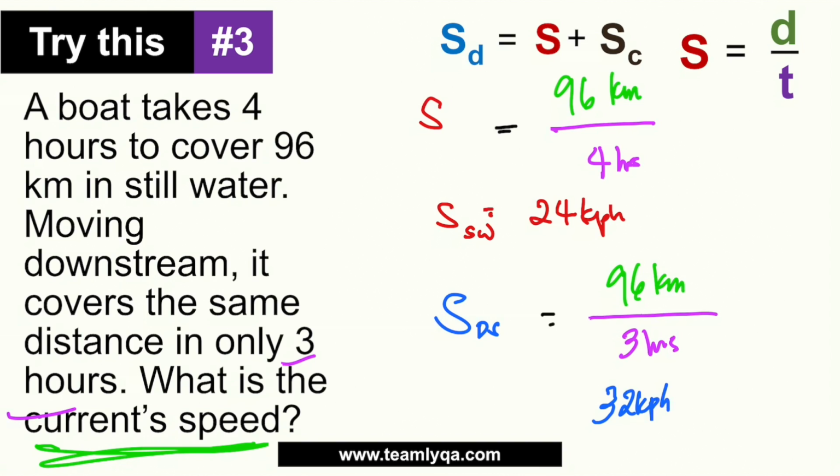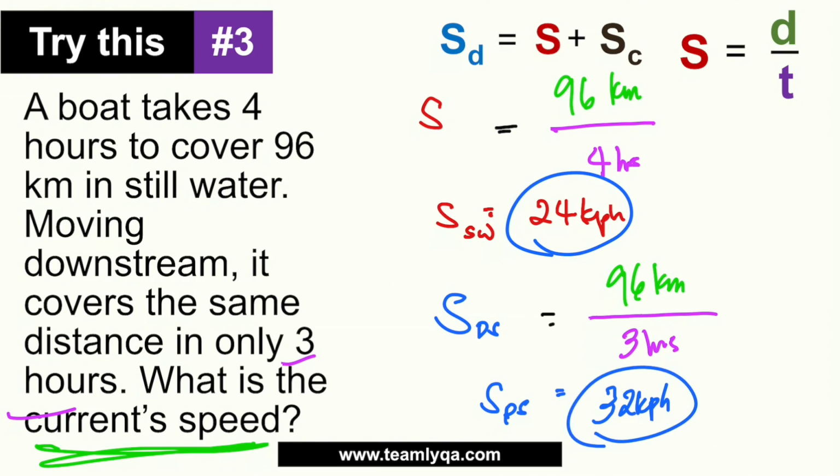Now, all we need to do to compare yung still water na speed at saka yung speed kapag moving downstream is to subtract it. Bakit? Kasi yung speed ng current, okay, is yung dinagdag ko sa speed sa still water para lumabas yung speed downstream. So, I can just rewrite this as this, 32 is equal to 24, which is yung speed sa still water, tapos plus yung x, which is yung speed ng current.